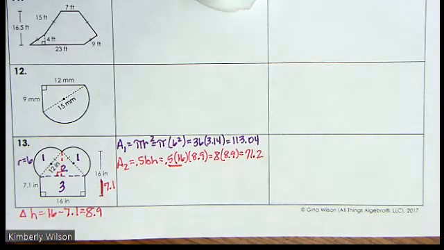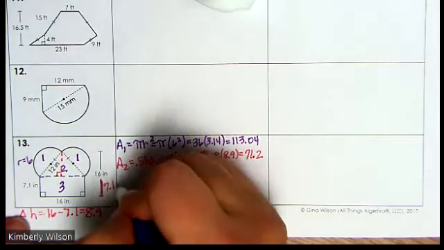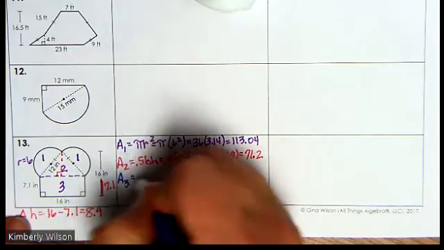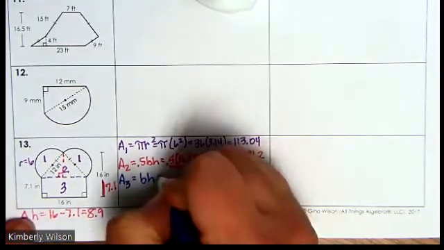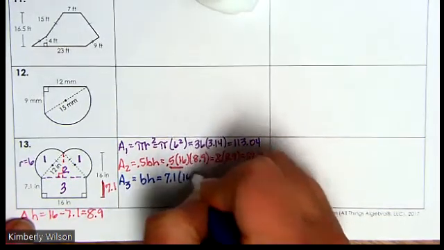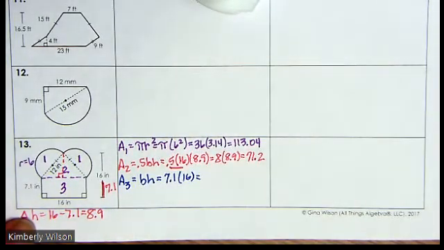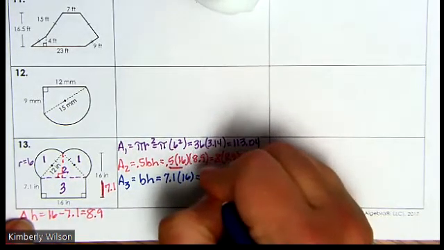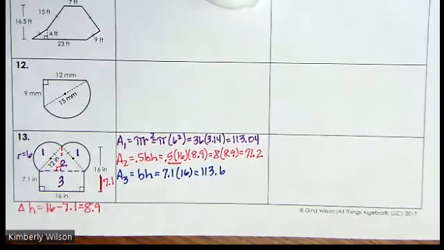And next, the third shape, which happens to be a nice little rectangle, which is base times height, which is going to be 7.1 times 16, which gives me 113.6. Now, remember, to find the composite area, we add them all up.